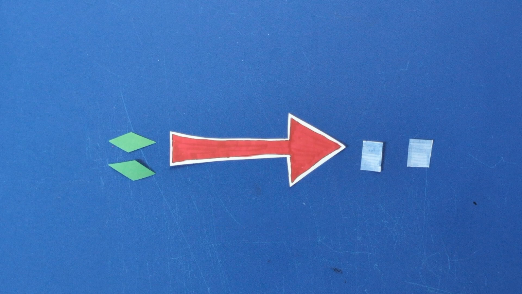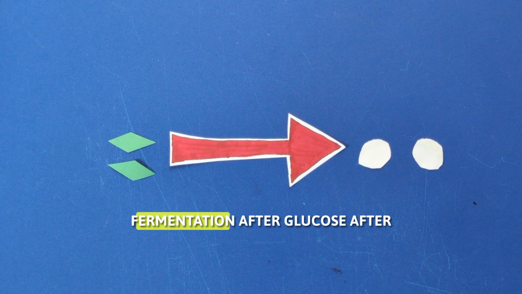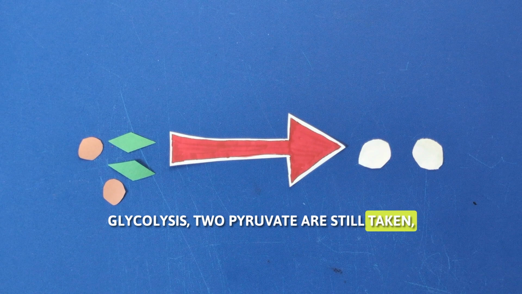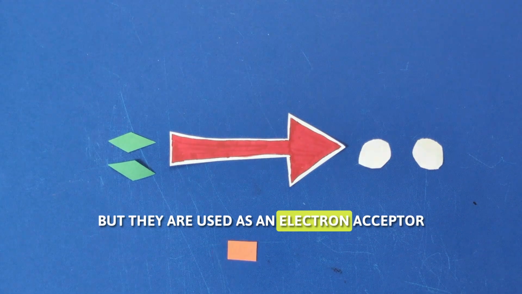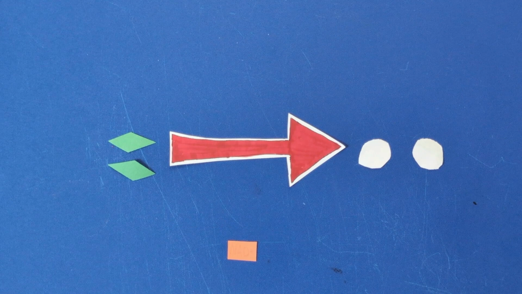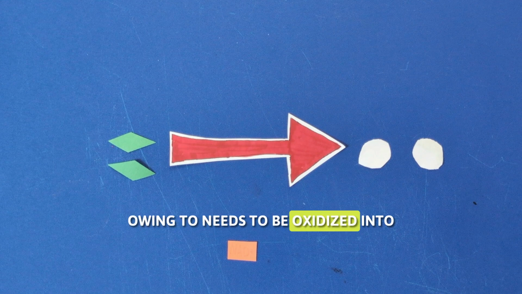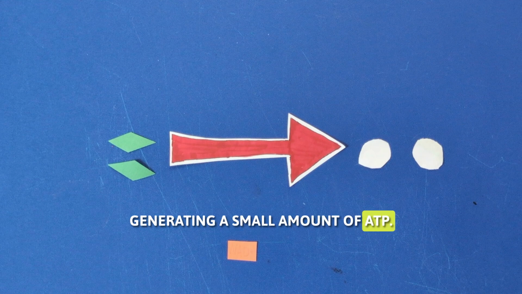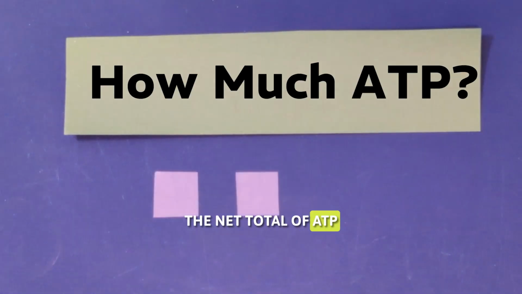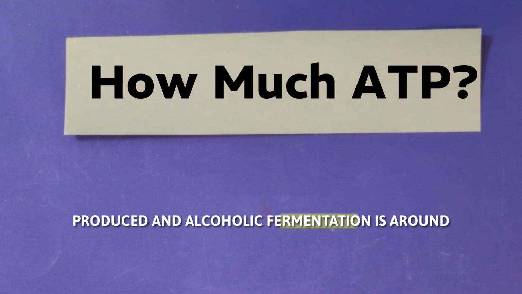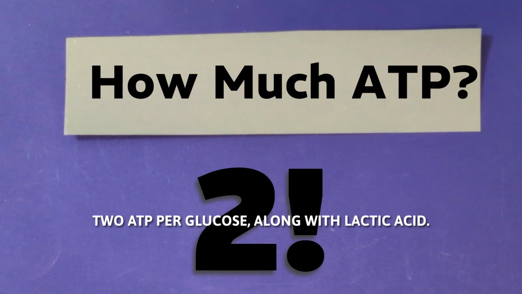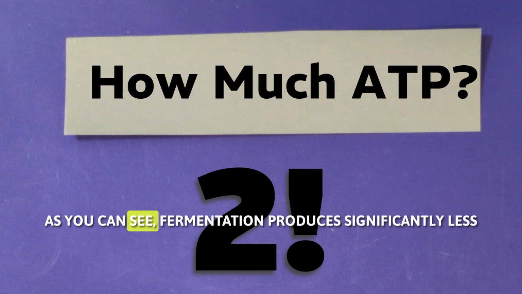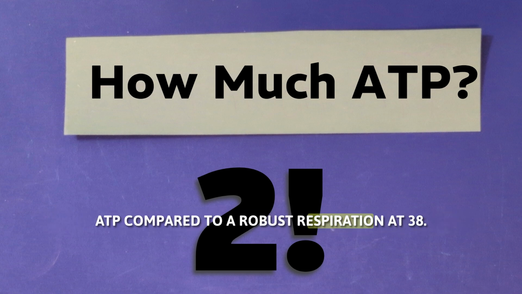forming ATP. In lactic acid fermentation, after glycolysis, 2 pyruvate are still taken, but they are used as an electron acceptor similar to acetaldehyde, allowing 2 NADH to be oxidized into NAD+. Substrate-level phosphorylation occurs here, generating a small amount of ATP. The net total of ATP produced in alcoholic fermentation is around 2 ATP per glucose, along with lactic acid. As you can see, fermentation produces significantly less ATP compared to aerobic respiration at 38.